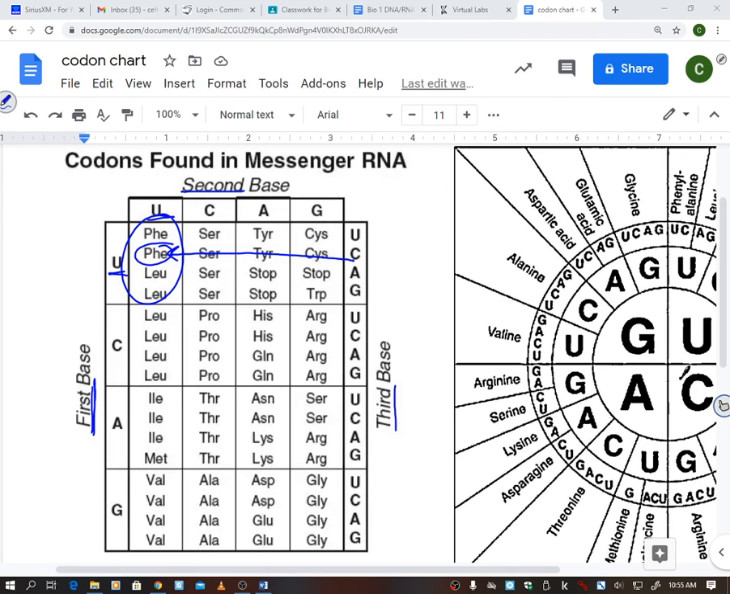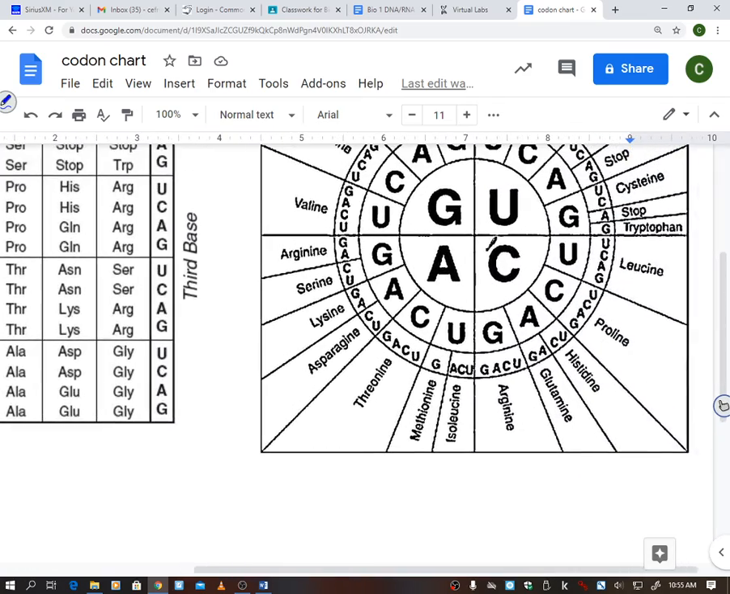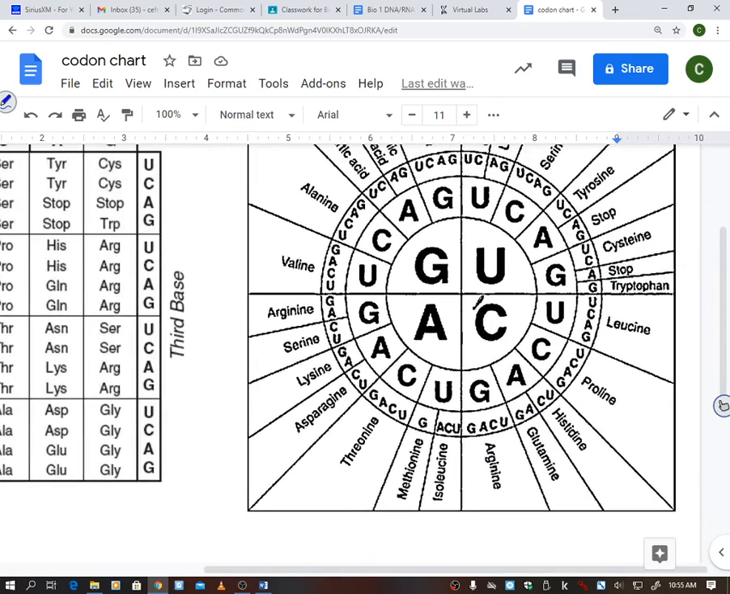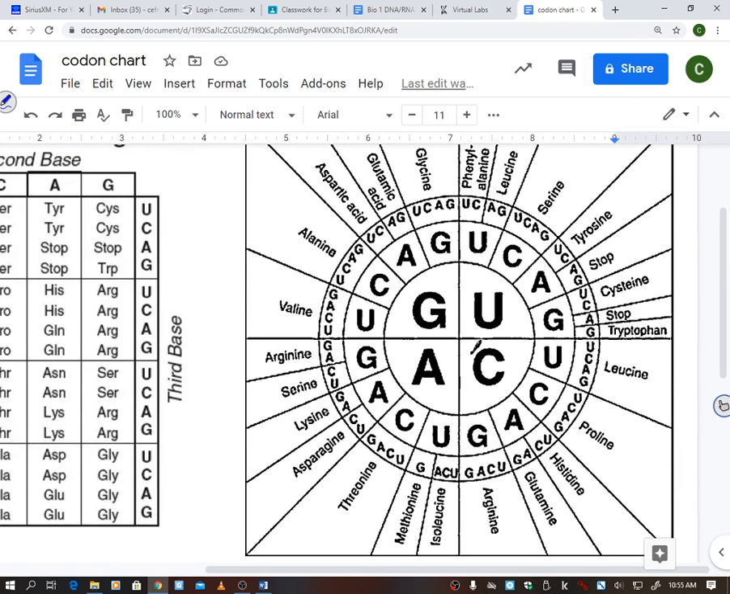If you want to use this chart over here, let me find UUC using this chart. Okay guys, where'd it go? Here we go. All right, so this chart, I know a lot of students like this one, but like I said, it's just your preference. You start in the middle, so here's U. My second one was a U, so you just work your way up, U, and here's C. So once again, phenylalanine. Now it will tell you the whole word on this chart. You just need that PHE. That is all you would have to write down.